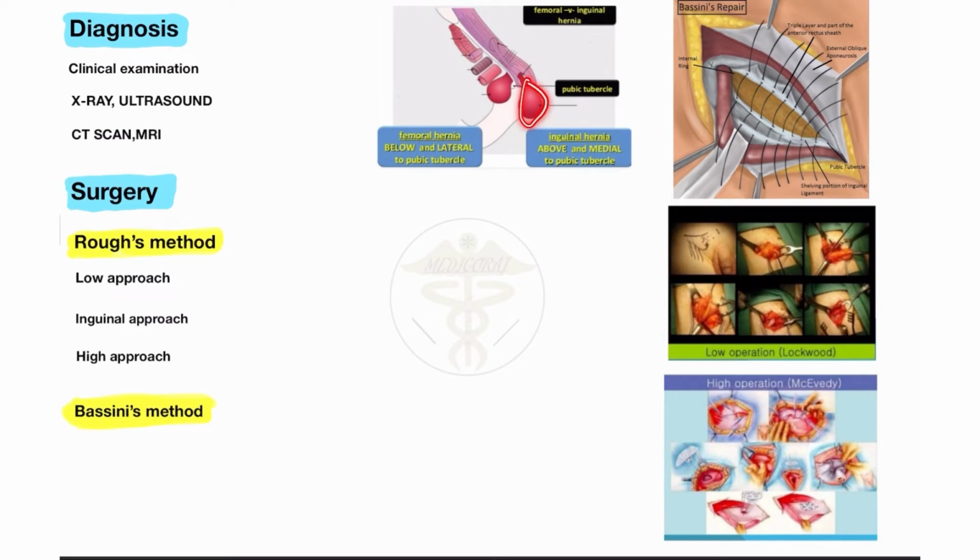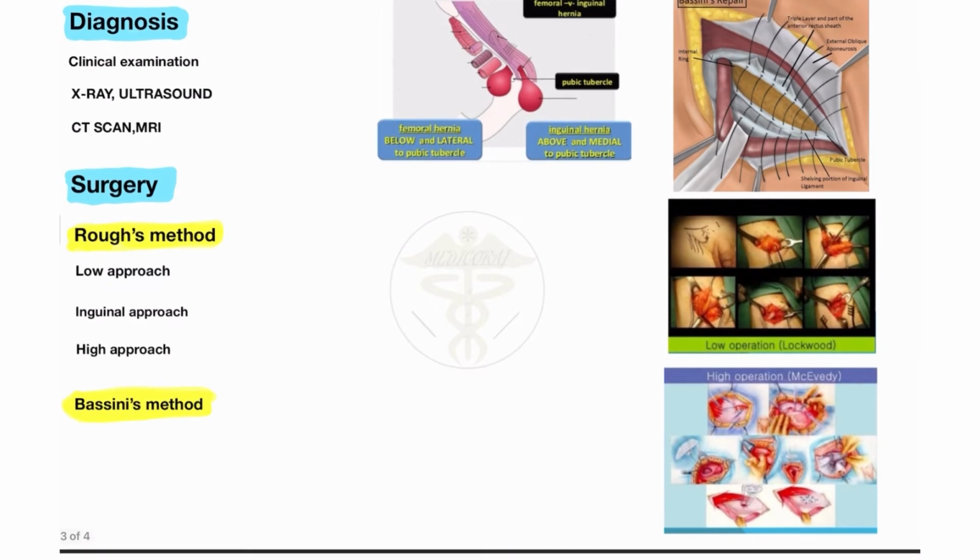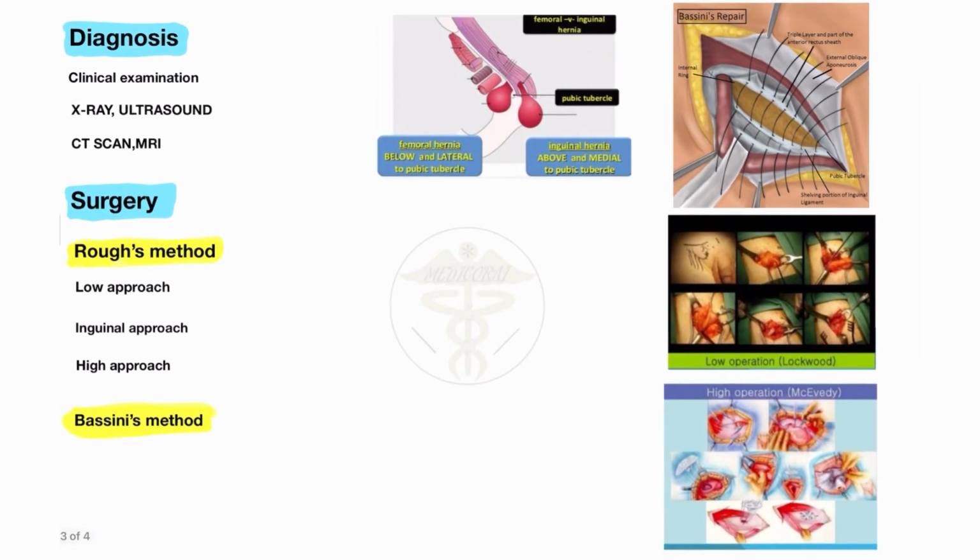Here you will see the femoral hernia, which is below and lateral to the pubic tubercle. But in the case of the inguinal hernia, you will see it above and medial to the pubic tubercle. So this is the difference: by clinical examination you will differentiate whether this is an inguinal hernia or a femoral hernia.